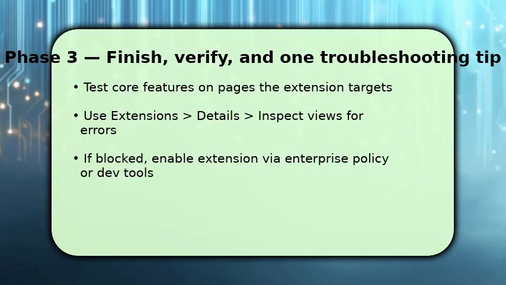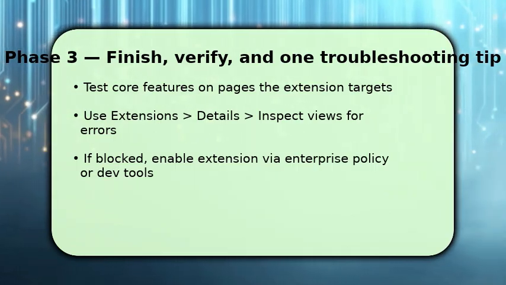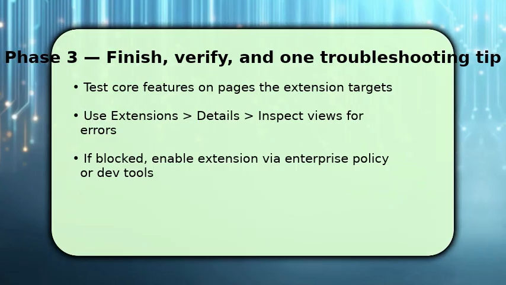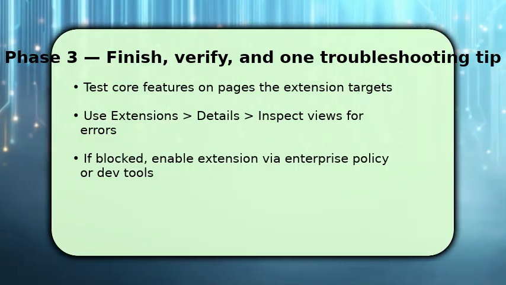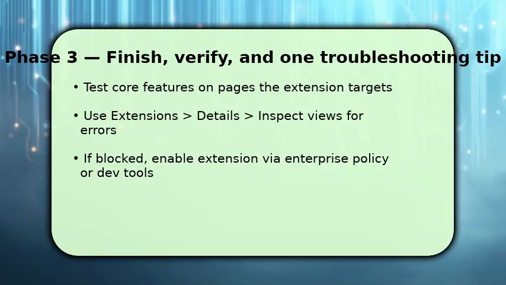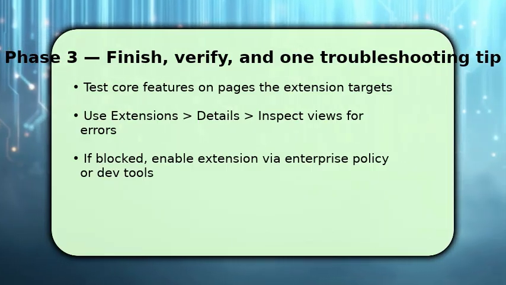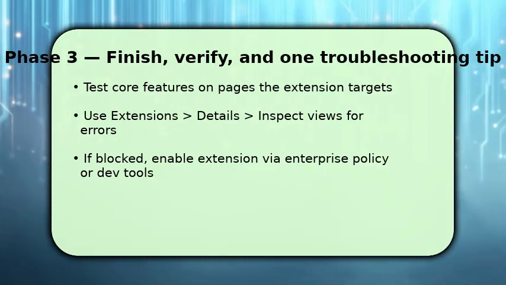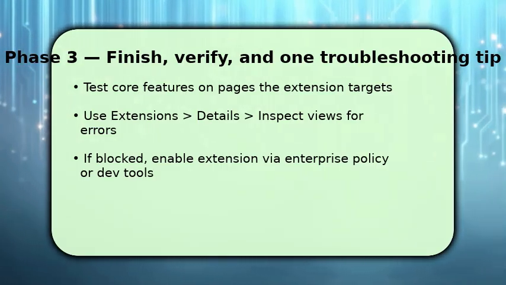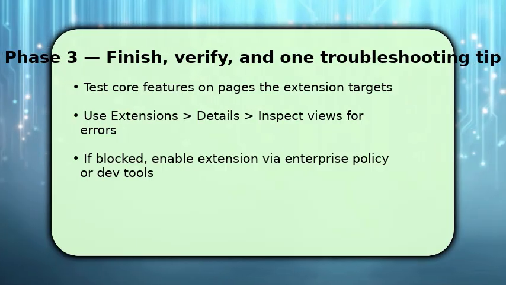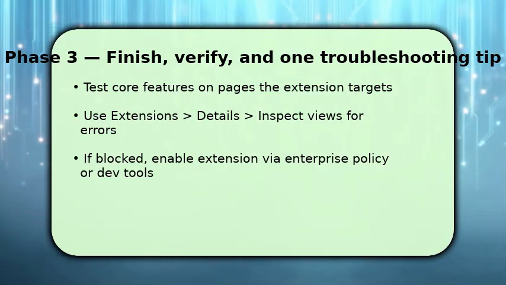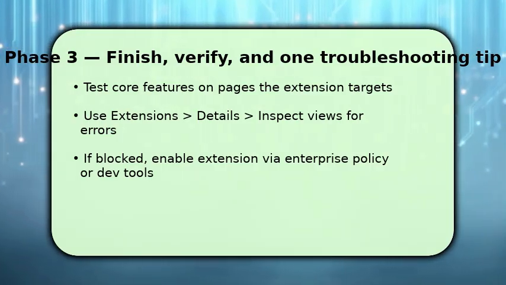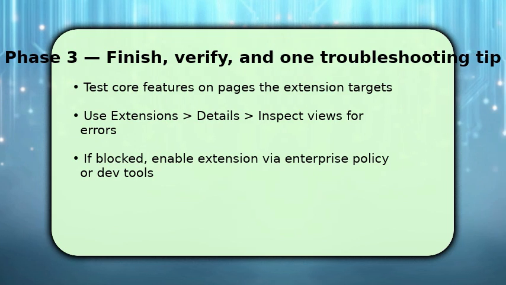If something fails, open Extensions, click Details, then inspect views to see console errors. This reveals missing files or permission denials. If a CRX is blocked, check Chrome policies or switch to unpacked loading. One key troubleshooting tip: restart Chrome after enabling developer mode and reloading the extension. This clears cached scripts and often resolves installation hiccups.